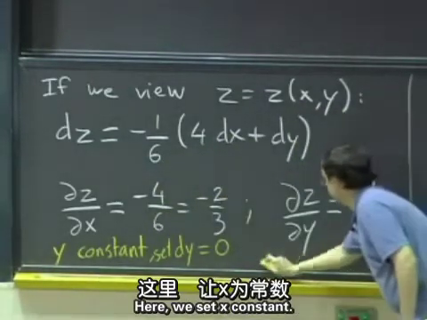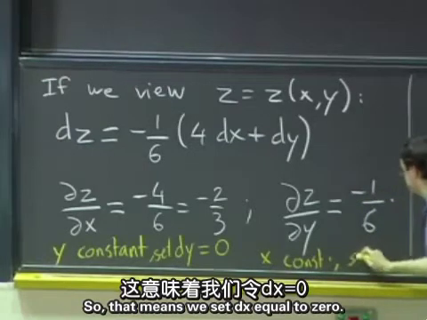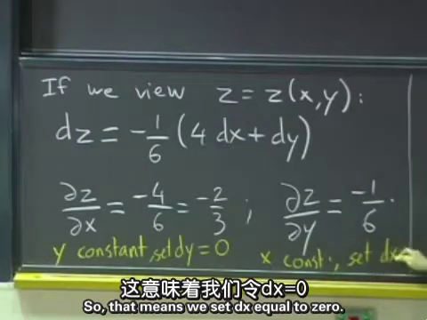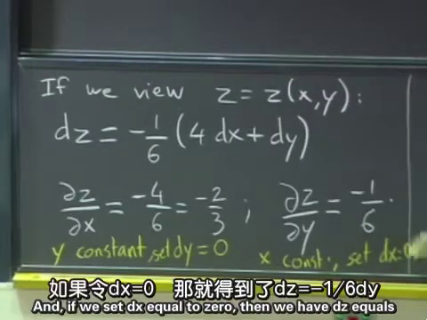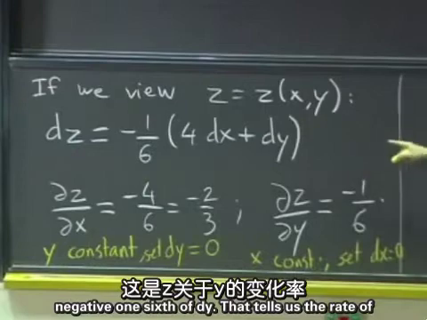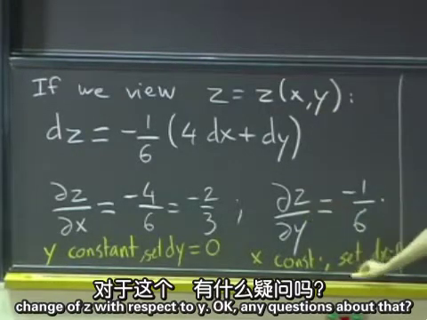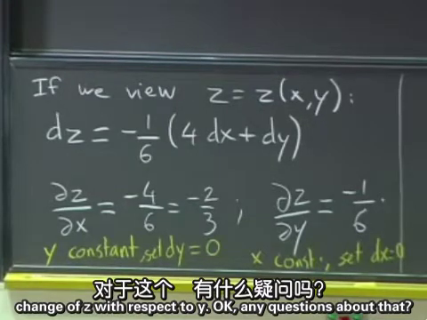Here we keep x constant. So that means we set dx equal to 0. And if we set dx equal to 0, then we have dz equals negative 1/6 of dy. That tells us the rate of change of z with respect to y. Okay, any questions about that? No?